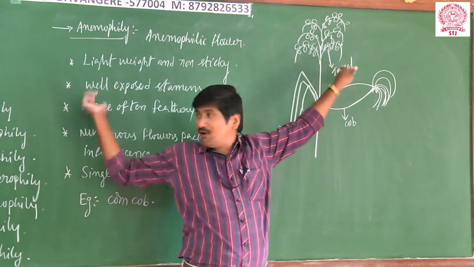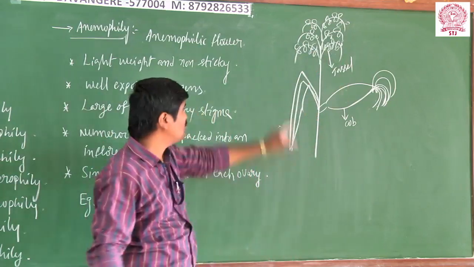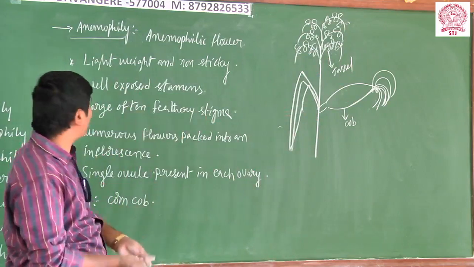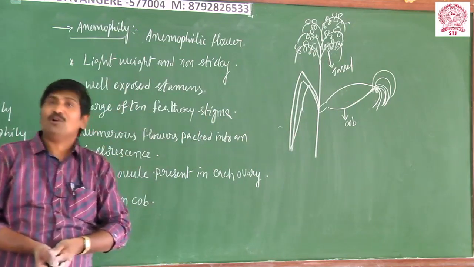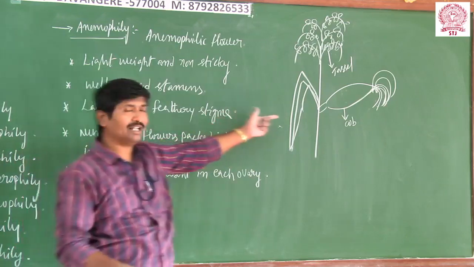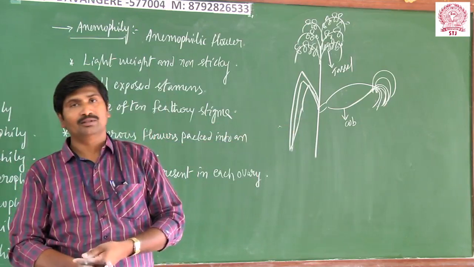These are all characters reported in this plant. That is the males. Okay, this is the characters of the anemophily. The anemophily is most common in grasses. Here monocotyledon. It is also grass species.